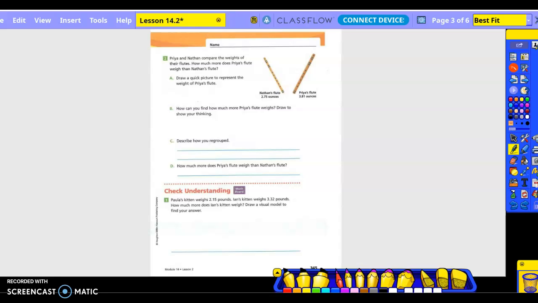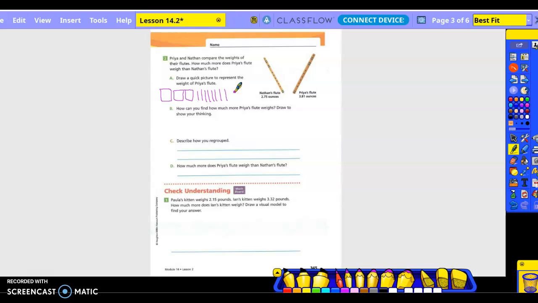Priya and Nathan compare the weights of their flutes. How much more does Priya's flute weigh than Nathan's flute? Draw a quick picture to represent the weight of Priya's flute. So Priya's is 3 81/100 ounces. So how many flats would we draw? 3, right? How many longs? 8. And how many small cubes? 1.